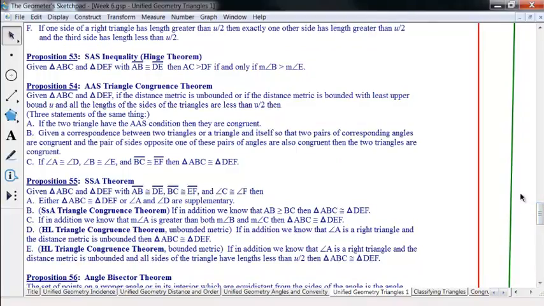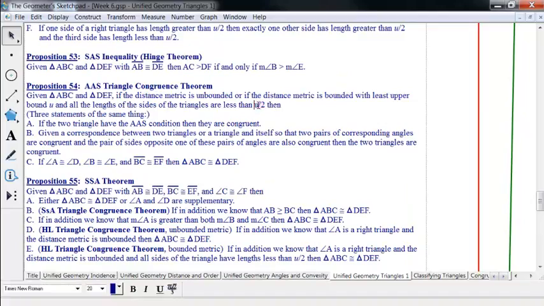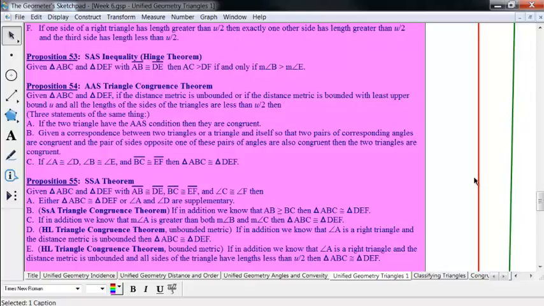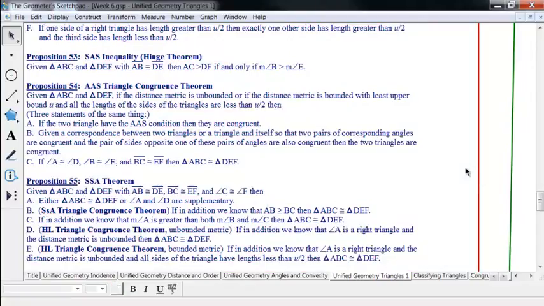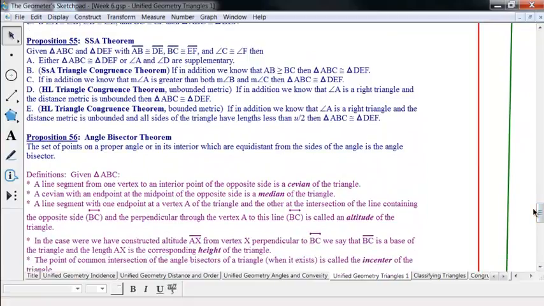Now we get to the angle side triangle congruence theorem. If the distance metric is unbounded, or if it's bounded and all the lengths of the sides are less than pi over 2, where remember u is our upper bound, which is going to be pi for us, then the angle side condition is enough to make the triangles congruent. So angle side works for hyperbolic, it works for Euclidean, it does not work for spherical in general, but if we have an additional condition that the sides are not too big, then it does work in spherical. The side-side angle theorem, of course, by itself is not enough to guarantee congruence in any of those three geometries. We have the ambiguous case sometimes, okay?